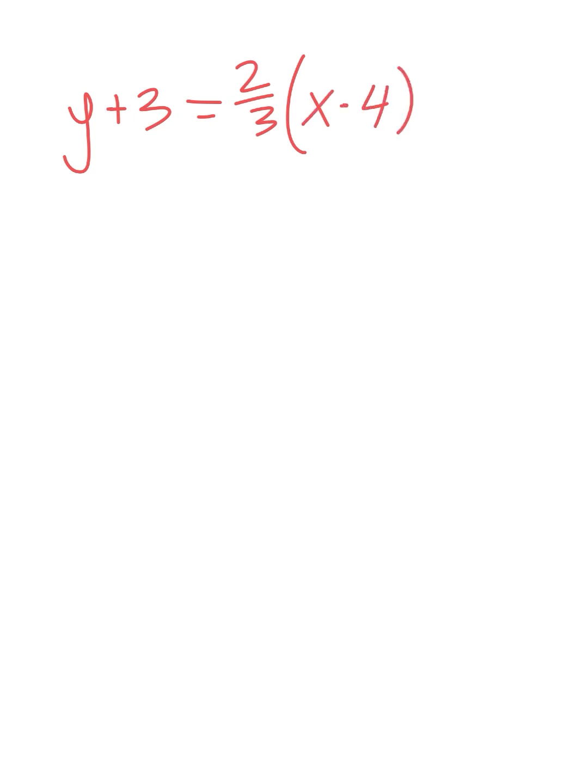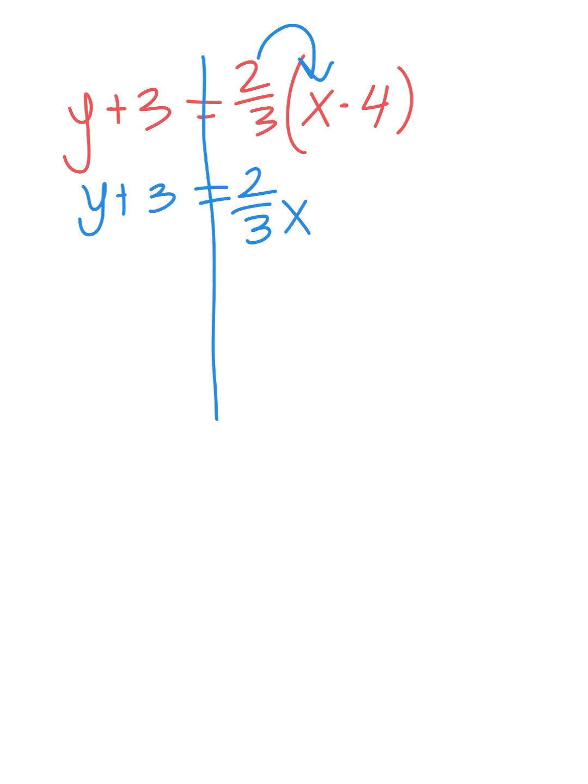All right, so we're going to use the distributive property first. I'm going to keep y plus 3 the same on the left. I'm not doing anything to change that side. Distributive property means I'm going to multiply 2/3 by x. And I also have to take 2/3 times this -4. I'm going to show you on the right side what that means.